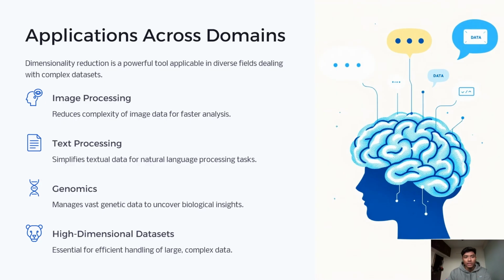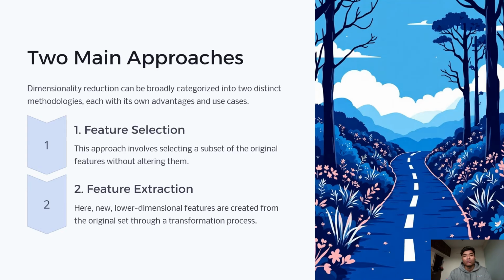Now, two main approaches. There are two main ways to reduce dimensions. Feature selection, choose the best features. Feature extraction, create new features from old ones. Both reduce complexity, but they work very differently. Let's look at both.